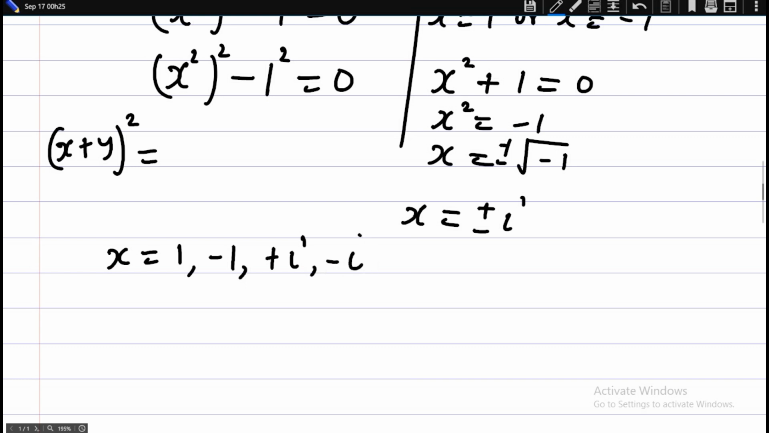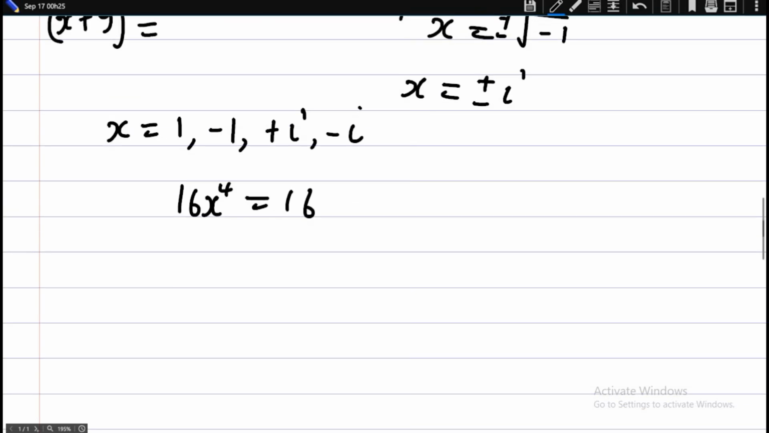To check if it is correct, we have that they gave us 16x raised to power 4 is equal to 16. Now let's check. If we take the first one, which means x is equal to 1, and put it here, we have 16 in bracket of 1 raised to power 4. Is it the same thing as 16? So 1 raised to power anything is the same thing as 1. So we have that 16 is equal to 16. So this first condition is true.